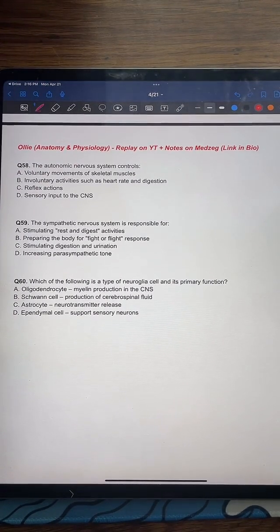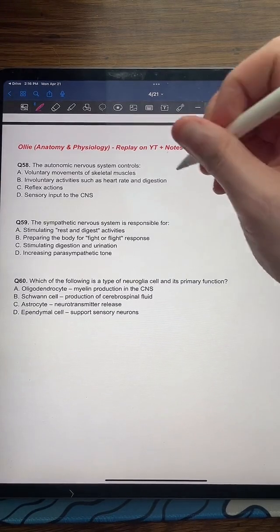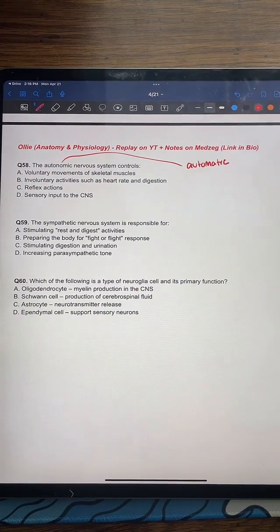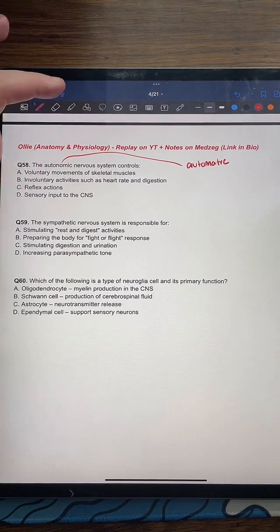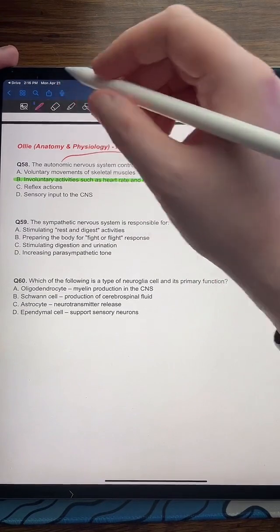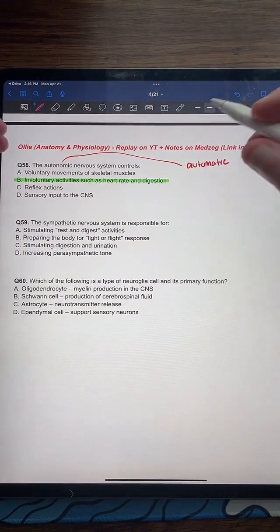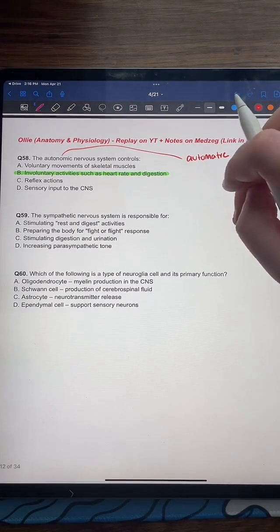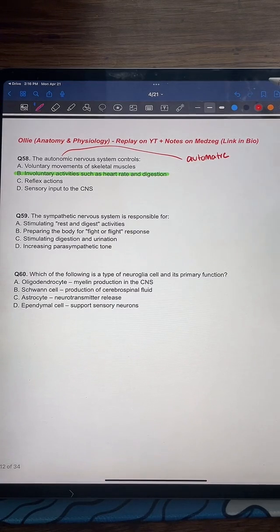Think of autonomic as automatic. What are processes that occur that you just don't have to think about? And the answer is B. It is involuntary. So involuntary meaning we don't have to think about it. Activities like heart rate and digestion. You don't have to think about your heart beating. You don't have to think about your intestines moving food throughout your digestive tract. That is just an involuntary thing that happens. And that is part of the autonomic nervous system.